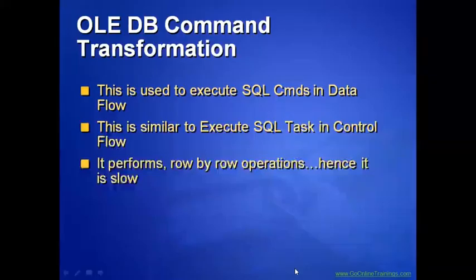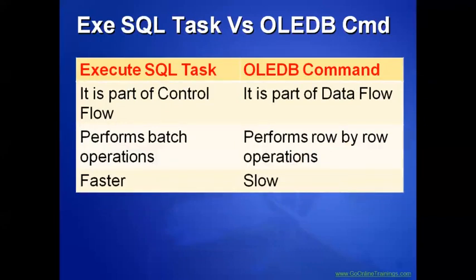Clear? So this is used to execute SQL commands, but as part of data flow, it performs row by row operations, hence it is slow. Compulsory interview question: execute SQL task and OLEDB command, what is the difference? One is part of the control flow, the other is part of the data flow. Execute SQL task performs batch operations. Batch means if you wanted to delete 1,000 rows, it will delete 100 rows, 100 rows like that. But this guy will delete row by row, row by row. It performs row by row operations, which is slow, and the other is very, very fast.